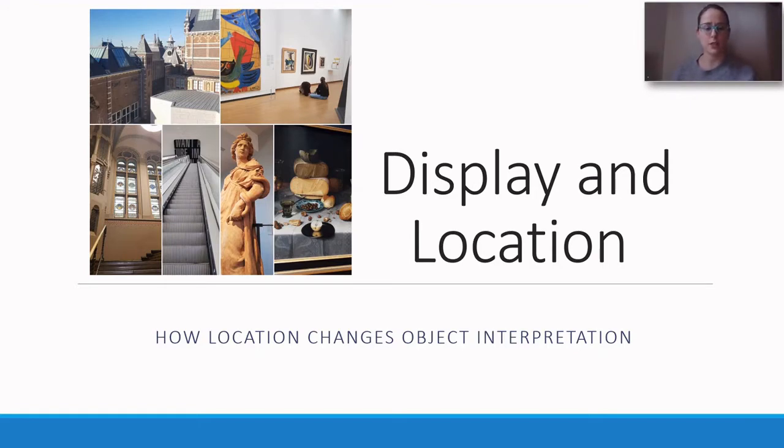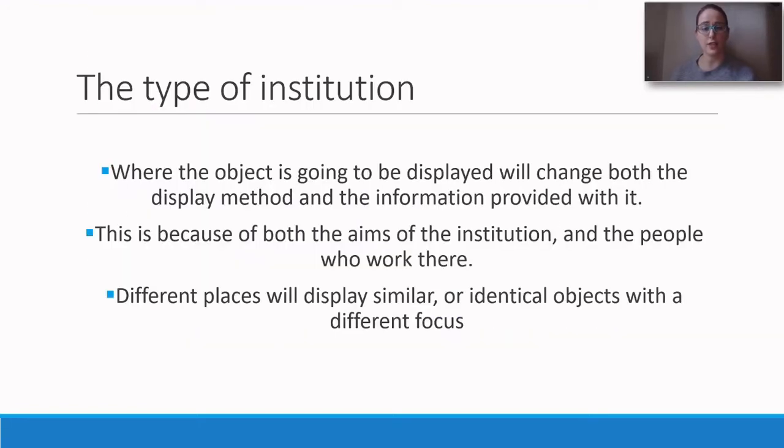So in museums, interpretation is anything to do with display or any information given with the objects, be that text, video or audio guides, anything like that. The first thing we really consider is the type of institution that's doing the display. It depends on the focus of the institution, what they're aiming to tell people when they come in. You'll find different places can display the same object very differently, with different information given, depending on what they're trying to do with it.